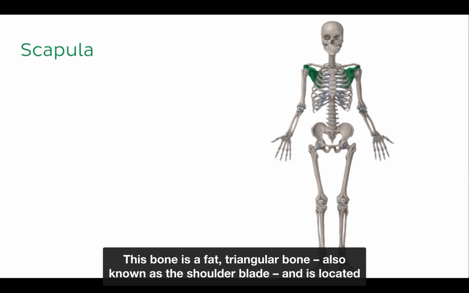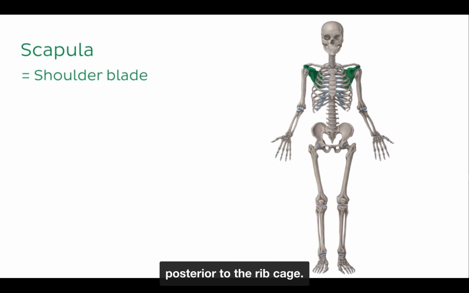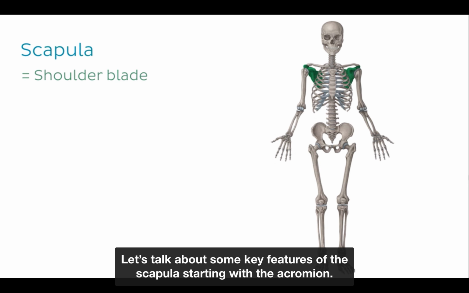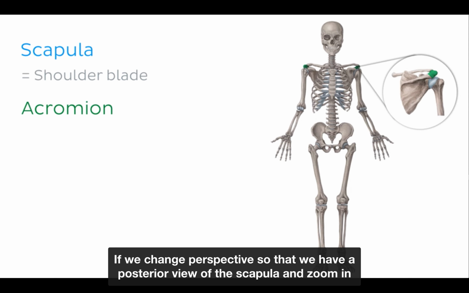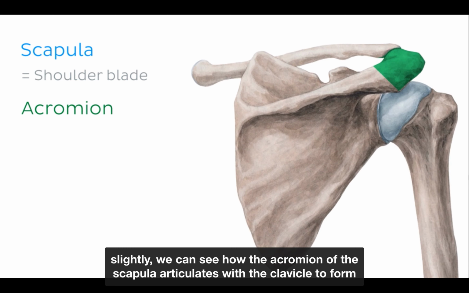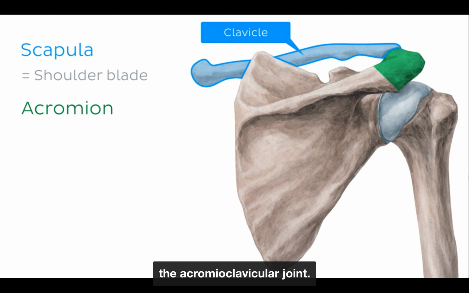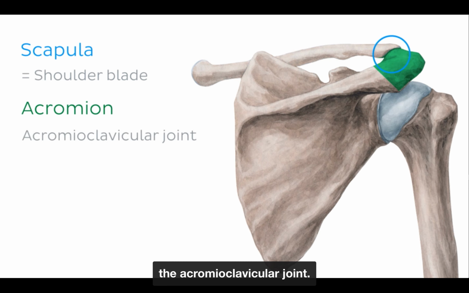This bone is a flat triangular bone, also known as the shoulder blade, and is located posterior to the rib cage. Let's talk about some key features of the scapula, starting with the acromion. If we change perspective so that we have a posterior view of the scapula and zoom in slightly, we can see how the acromion of the scapula articulates with the clavicle to form the acromioclavicular joint.